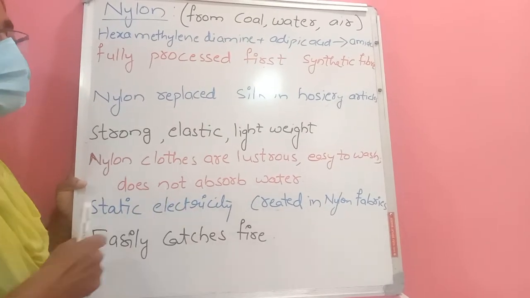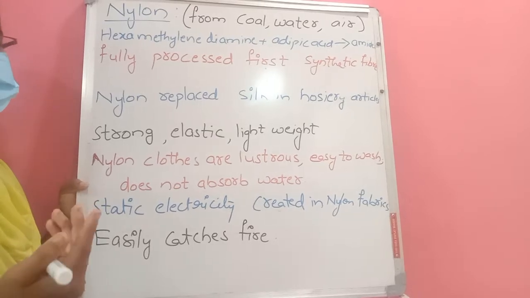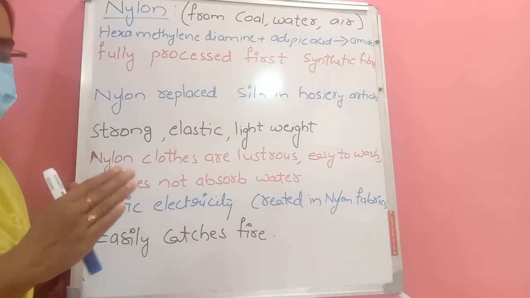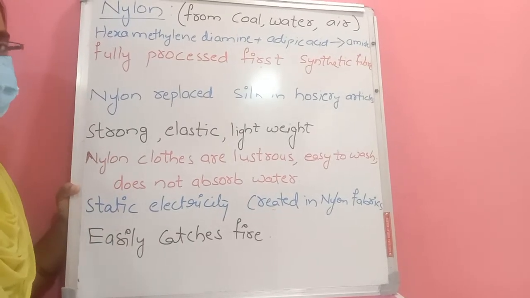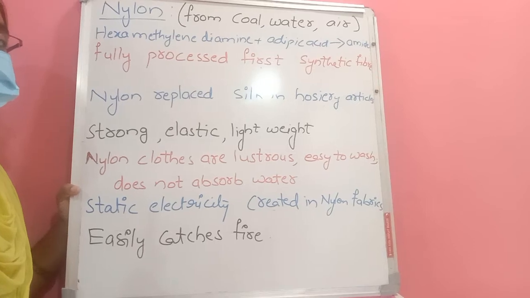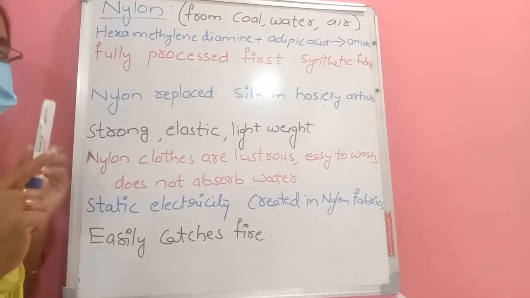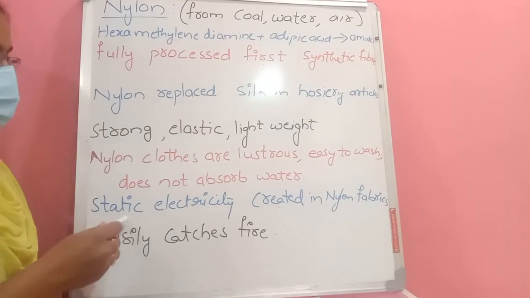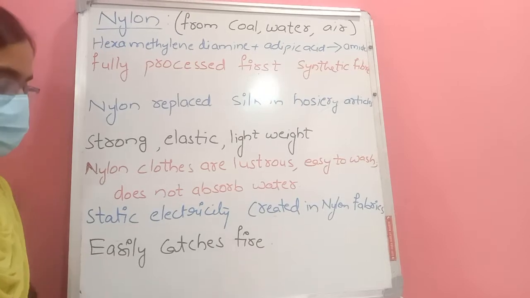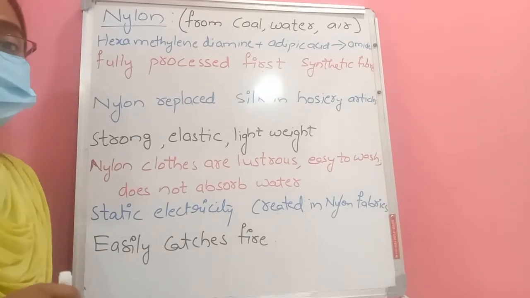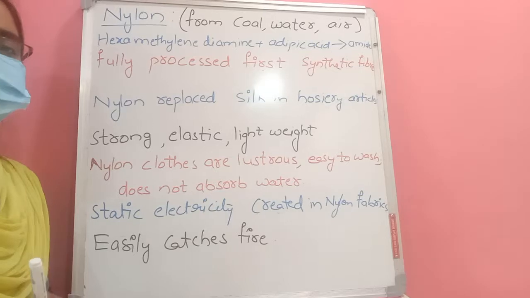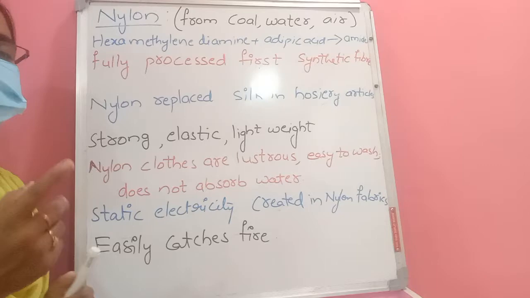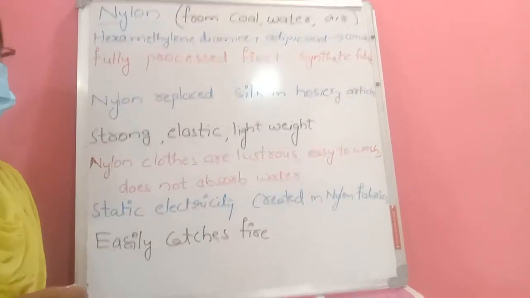Static electricity is created in nylon fabrics. Static electricity means that when you rub a balloon or a plastic comb with your hair, some energy is produced, and it can attract paper pieces. That is called static electricity. Static electricity is created in nylon fabrics, and nylon easily catches fire and melts easily. That's why we cannot use nylon fabric near fireworks.